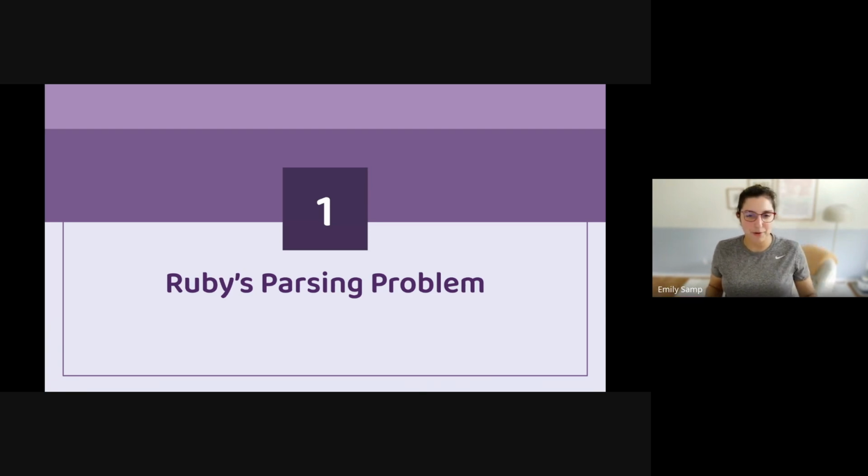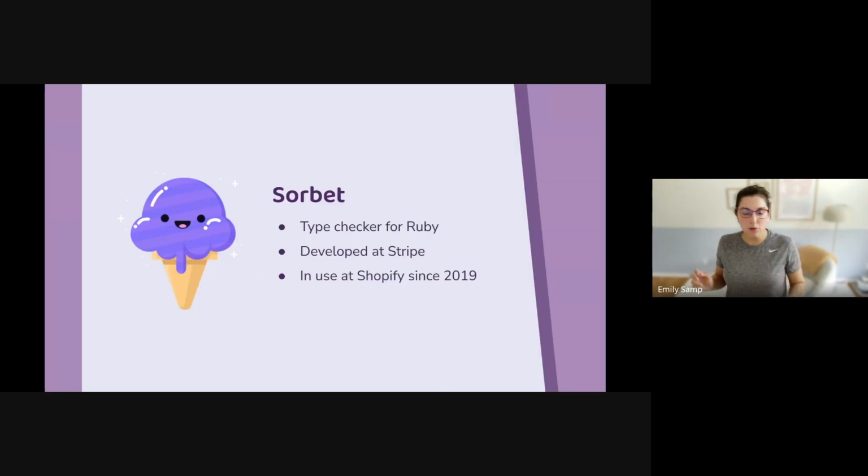I'm calling this chapter Ruby's parsing problem. So at Shopify, I work on the Ruby developer experience team. Our goal is to improve the experience of developing Ruby applications with tools like Sorbet. Sorbet is a gradual type checker for Ruby. It was developed at Stripe, and we've been using it at Shopify since 2019.